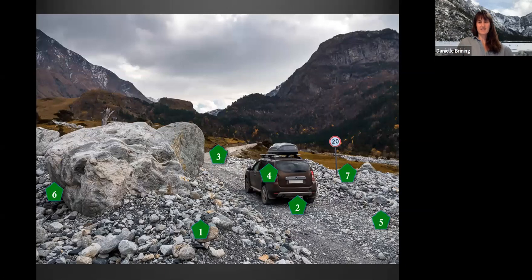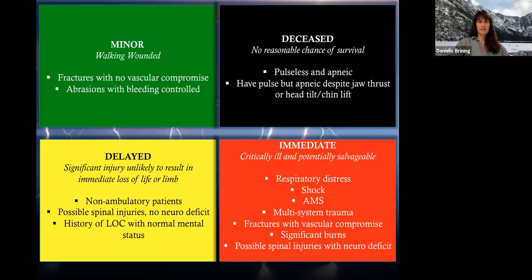So this is the scene. You have a car on the roadside, you have patient 1 lying on the road. You have patient 2 under the car. Patient 3 is behind a barricade down the road. Patient 4 is inside the car. Patient 5 is on the roadside. Patient 6 is by the rock slabs, and patient 7 is by the speed limit sign. Just a reminder of our triage colors: the minor green, delayed yellow, immediate red, and black deceased, and some examples of them.